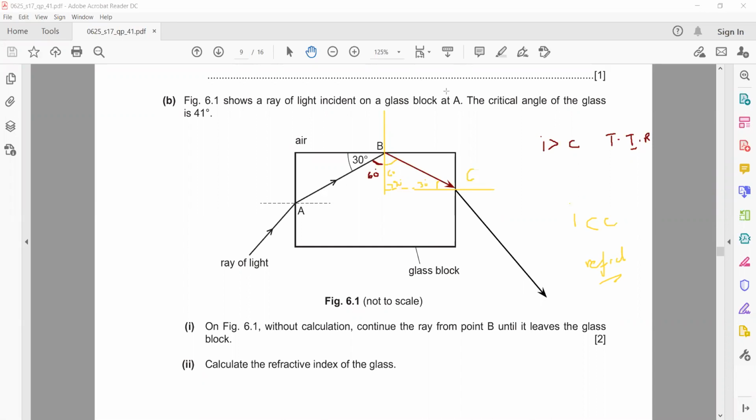Because if I draw like this, it means bending towards the normal. If I draw straight, it means no refraction. And if I'm moving from glass to air, the speed of the light increases, so it will bend away from the normal. Is it clear?